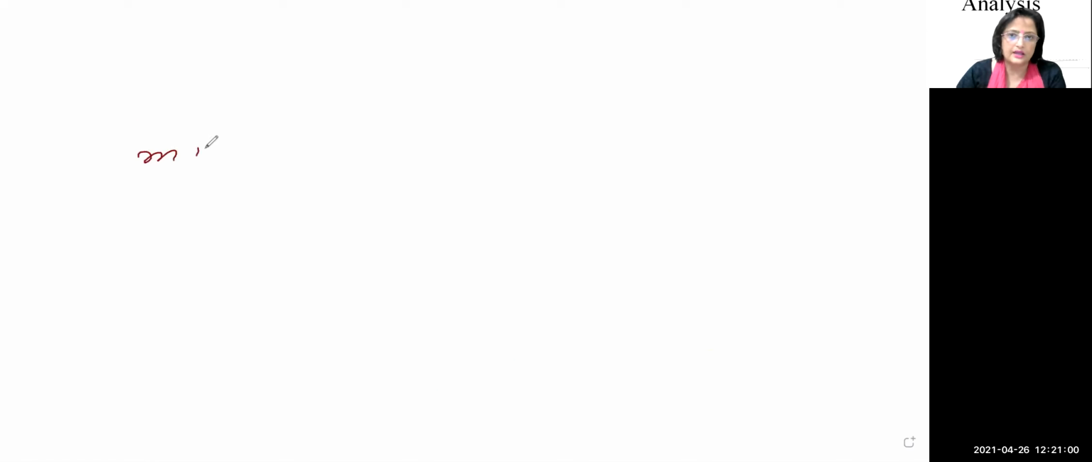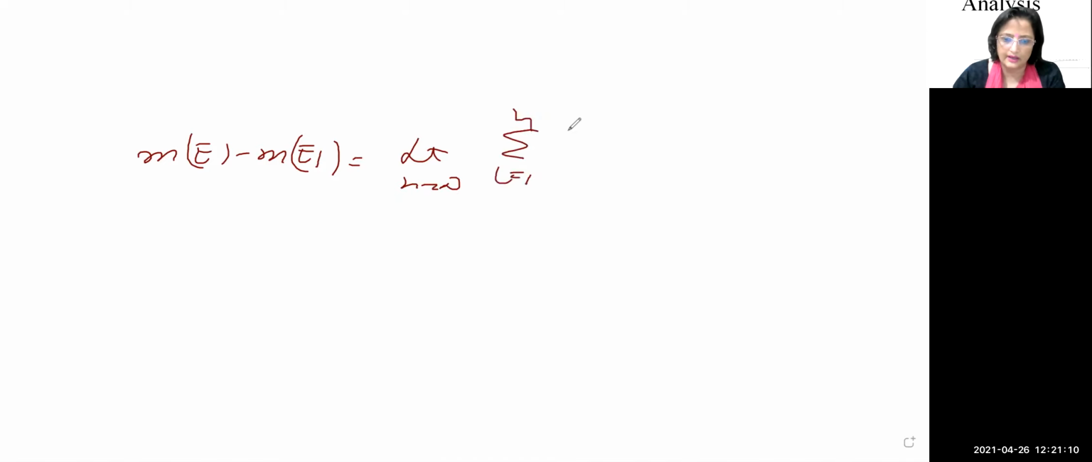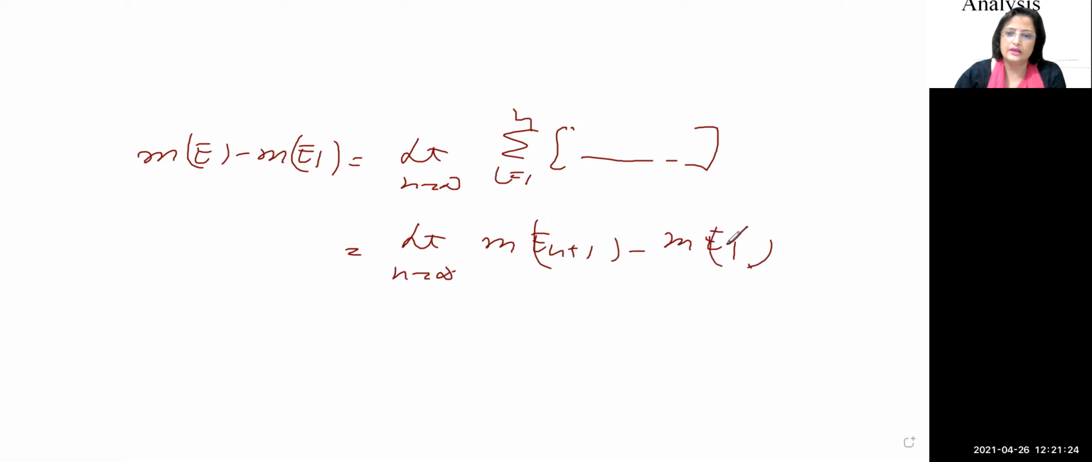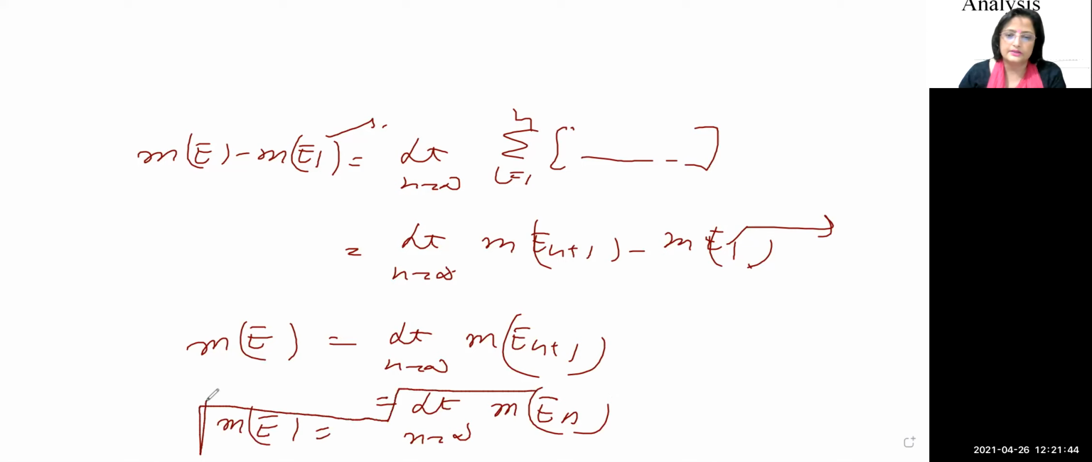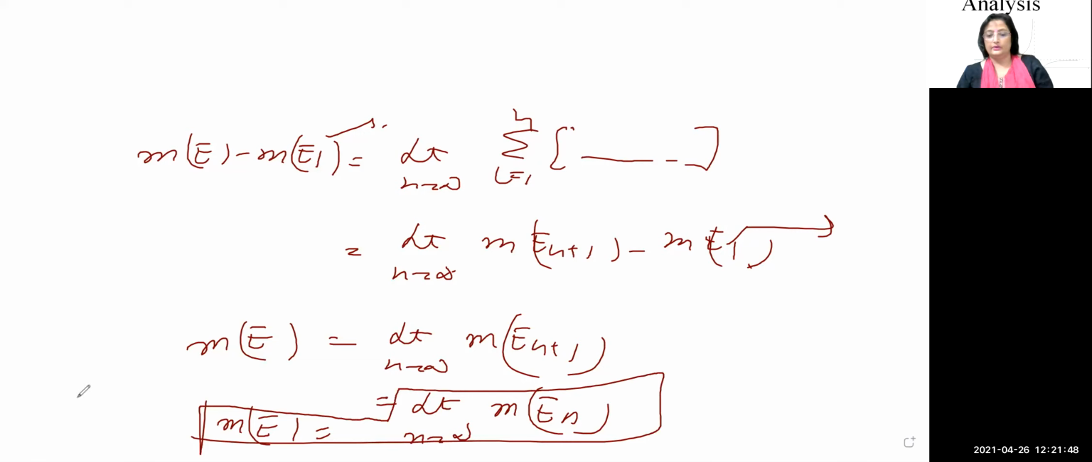So what you will get: measure of E minus measure of E1 is equal to, when you take the limit n tends to infinity, the summation i running from 1 to n. Ultimately you put the value here, so this is limit n tends to infinity. So we are left with measure of En plus 1 minus measure of E1. Same here, it is finite, you are only left with measure of E is equal to limit n tends to infinity measure of En plus 1, which is nothing but limit n tends to infinity measure of En. So here the theorem is complete. Either it is n plus 1 or n, the limiting value remains the same.